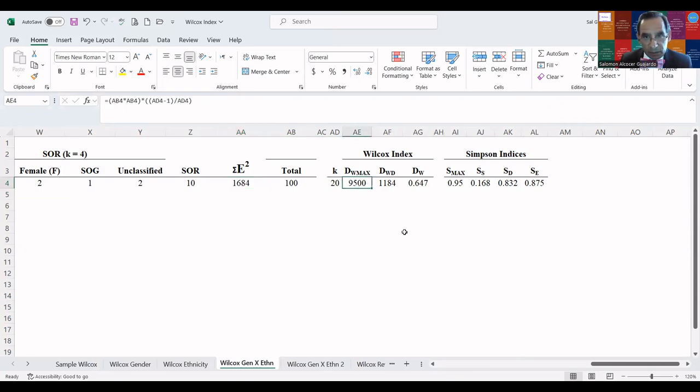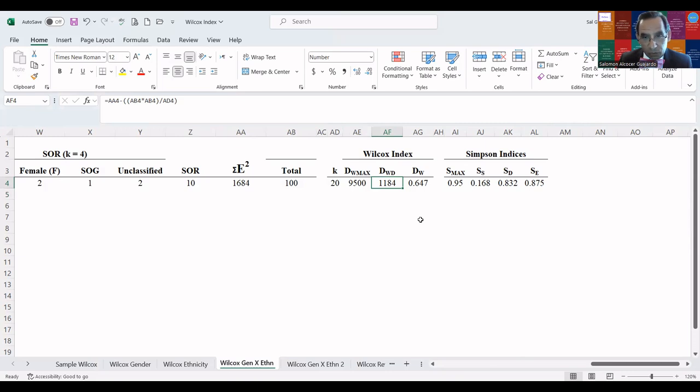Again, I calculated the maximum score for the Wilcox index. Again, I have 100 individuals in the organization. So it's going to be 100 times 100, n squared. I have the number of groups, which is 20. So it's 20 minus 1 divided by 20. Again, the formula is k minus 1 over k. That gives me 9,500.